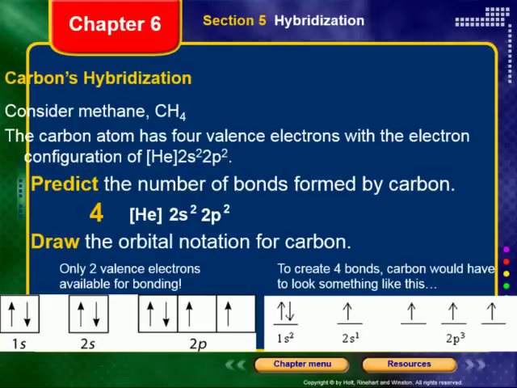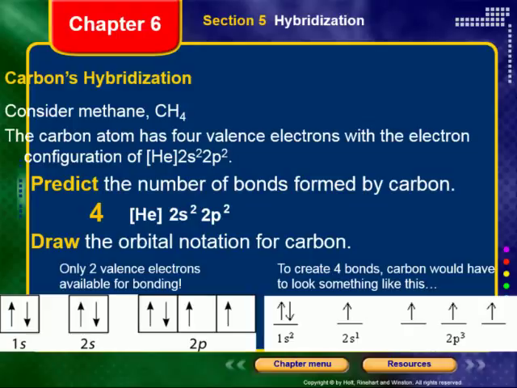So let's look at an example. Carbon's hybridization. Consider methane, for example, CH4. The carbon atom has 4 valence electrons with the electron configuration helium 2s2 2p2. You guys know this. You can already do that electron configuration. So if we're going to predict the number of bonds formed by a carbon, you'd say 4, because it has 4 valence electrons, 2s2, 2p2.